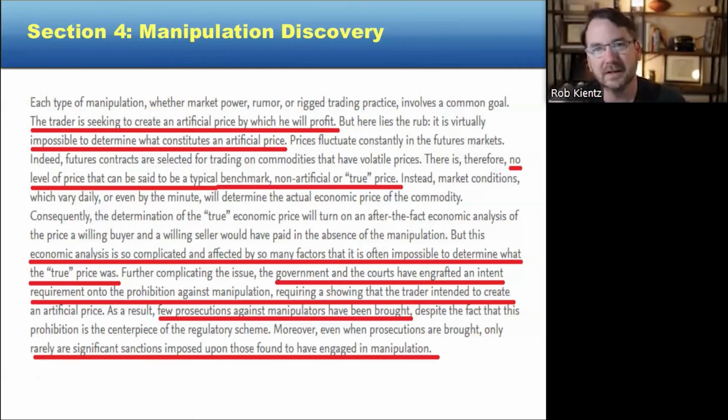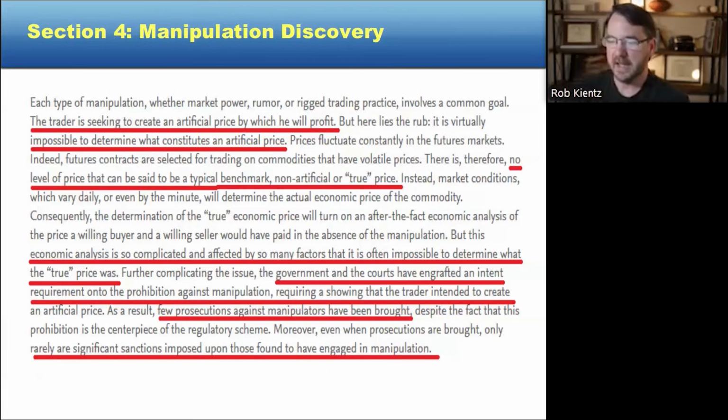Well, if you're just looking at computer data, how do you know the intent of the person that pushed the button if you weren't there and they weren't telling you their intent? Wouldn't that be nearly impossible to prosecute, a crime of manipulation? Is that why his paper is called an unprosecutable crime?